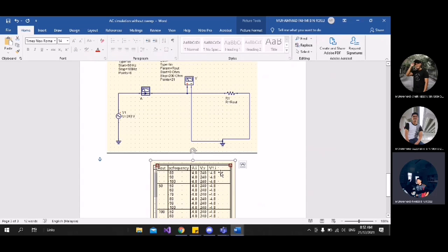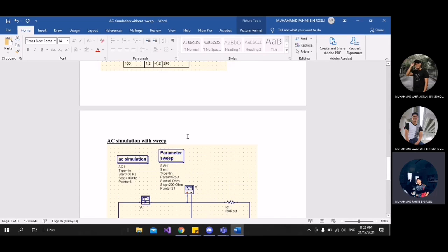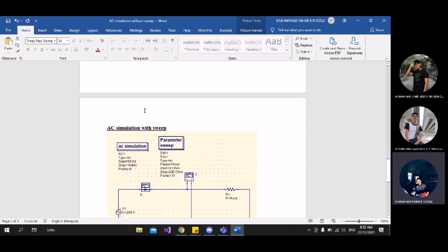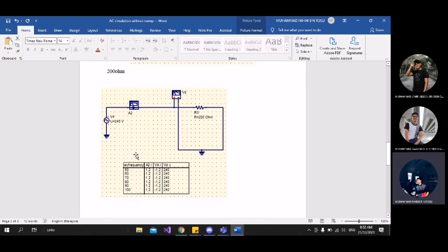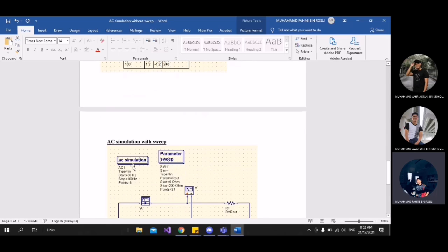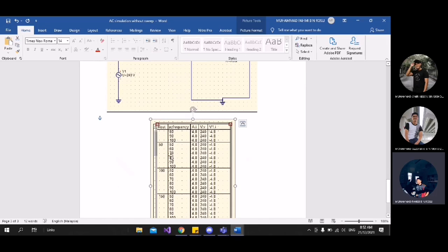The difference between AC sweep and without sweep is not that much. AC sweep is much easier than without sweep because it combines all the possible R out, and it's similar to DC sweep and without sweep. The result is actually the same between sweep and without sweep, but with sweep we can make it easier. That's all.